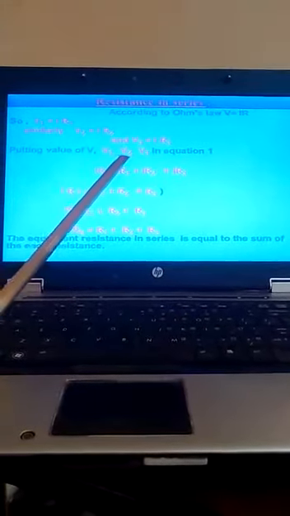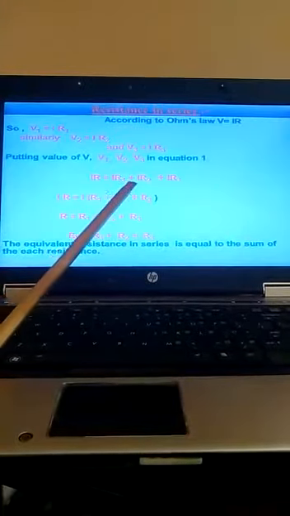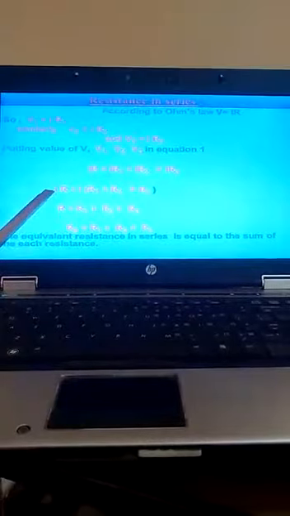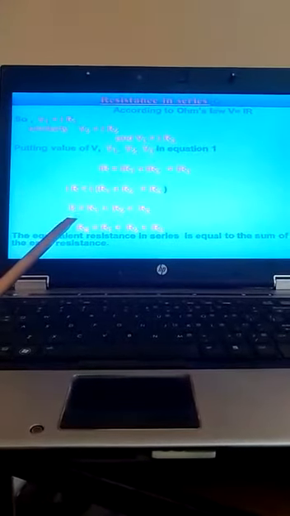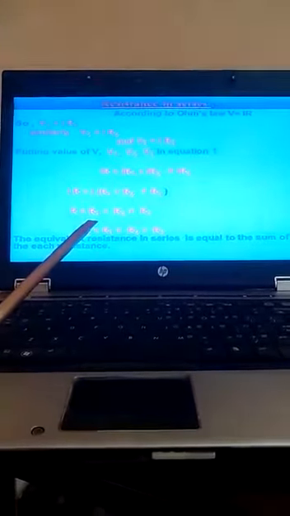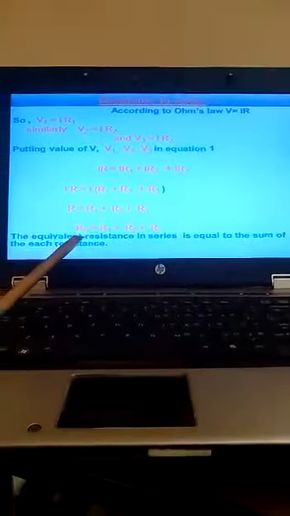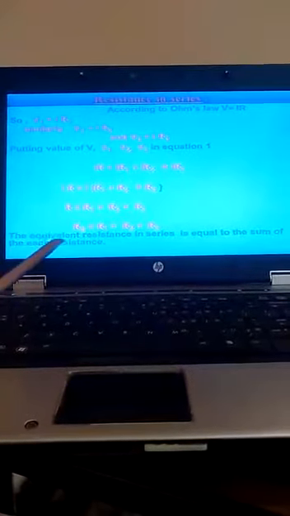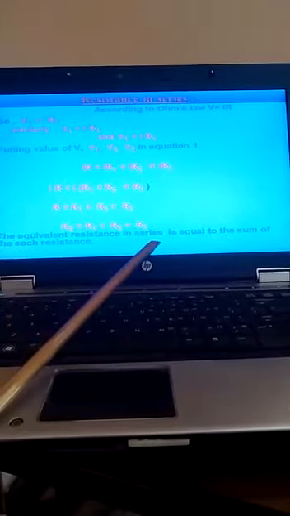We know the equation V is equal to V1 plus V2 plus V3. So we have IR is equal to IR1 plus IR2 plus IR3. I is the same, so we take I common and it cancels out. So R is equal to R1 plus R2 plus R3. So when resistances are connected in series, the total is equal to the sum of each resistance. It may be 1, it may be 2, it may be 3.